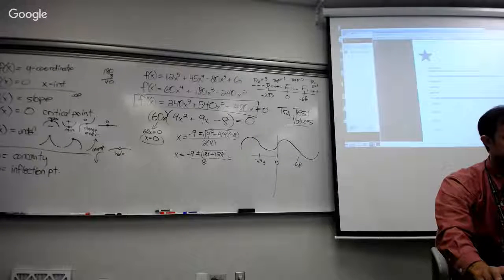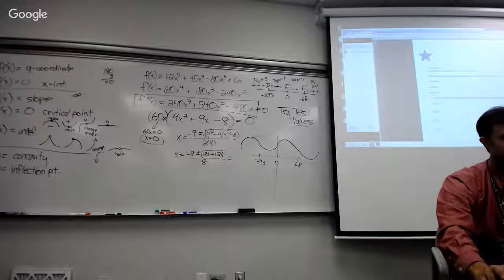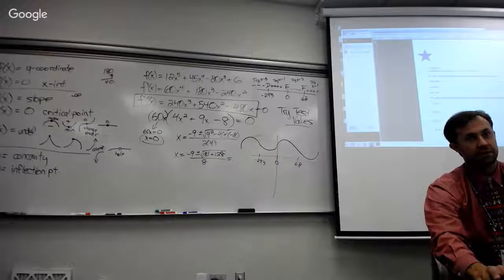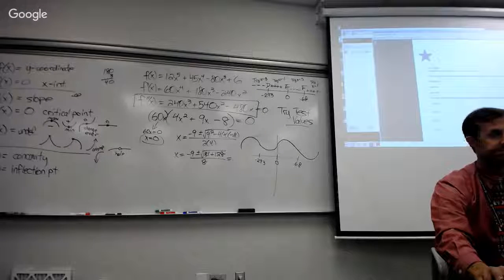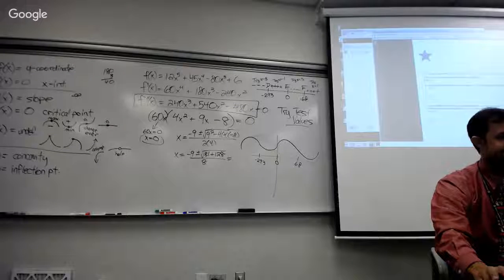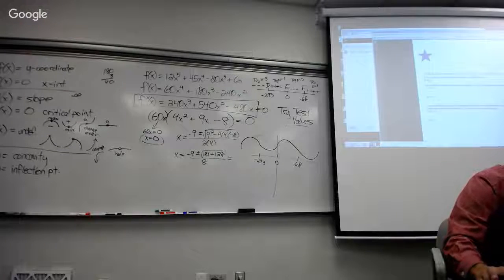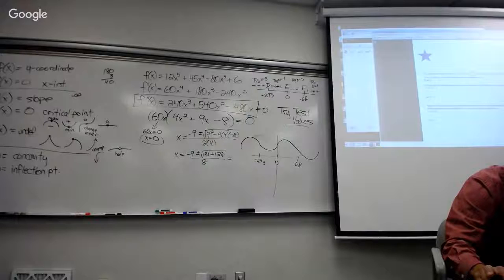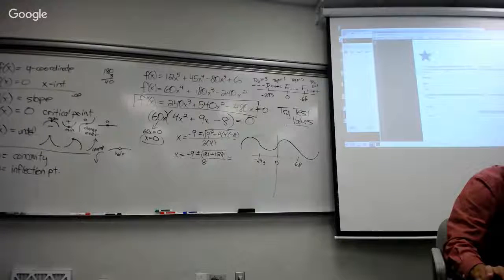Okay, well, that's the end of the problem. You notice you don't have to find the actual maximum or minimum. They just want to know where the critical points are and whether it's concave up or down in between. So let me see here. 14 is the same way. 15 is the same way.